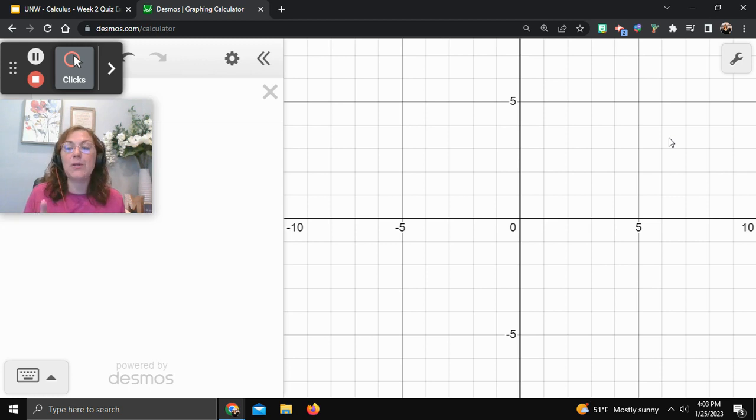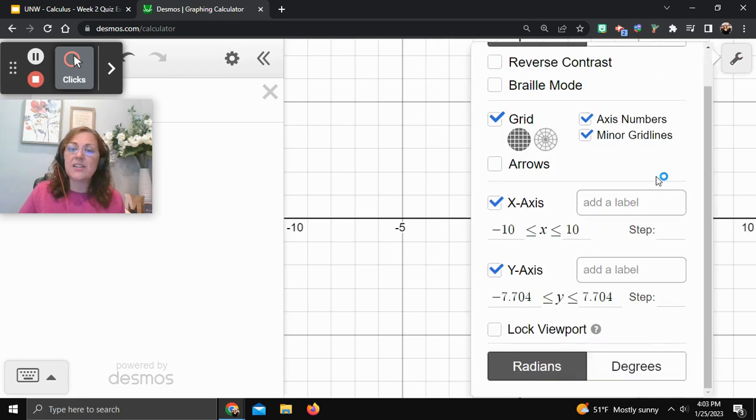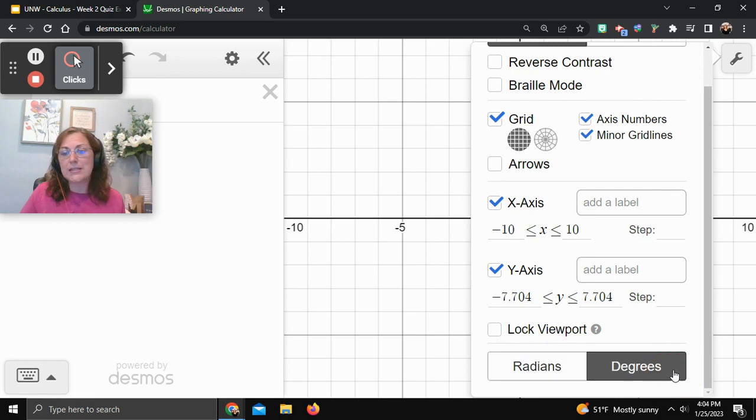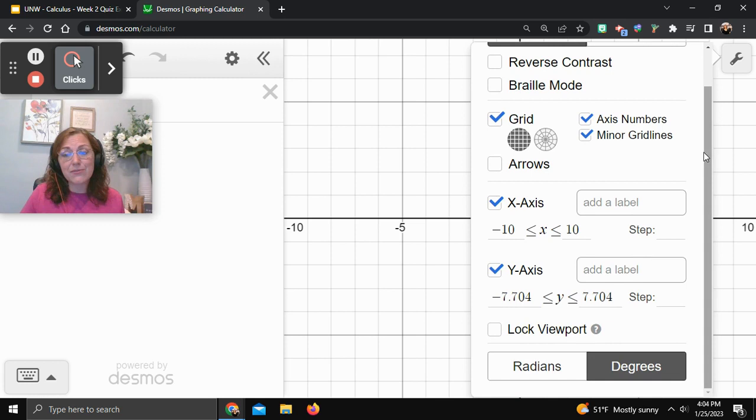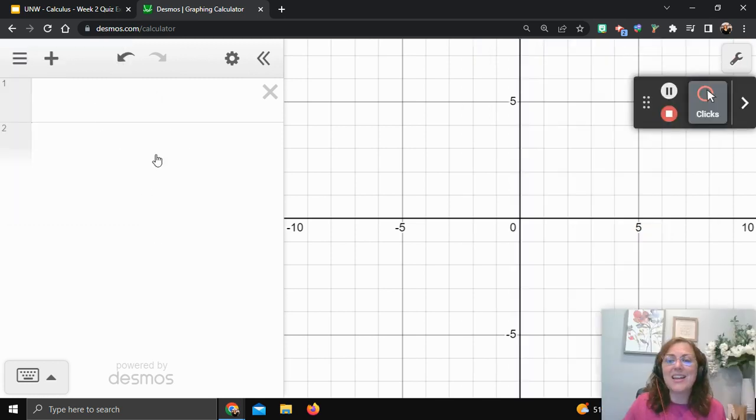But I want to point out one thing before we put in the inverse trig function. I want to draw your attention to the gear here. If you click on that and scroll down, you can tell the calculator whether you want it in degrees or radians. I'm going to do mine in degrees, but if your problem instructions ask it for radians, definitely change that option. Let's get that inverse trig function.